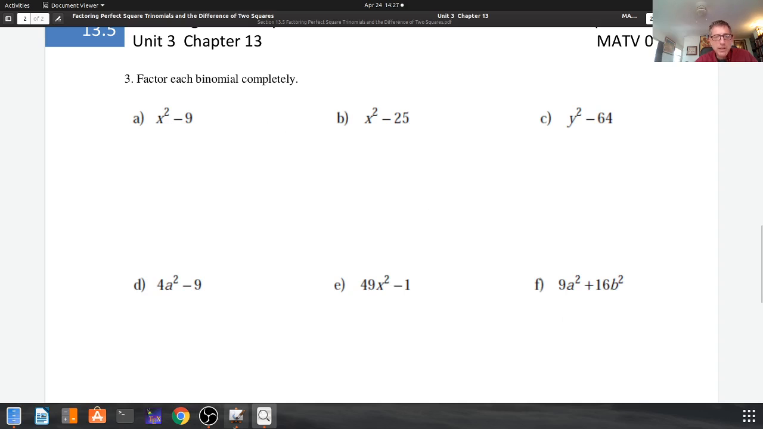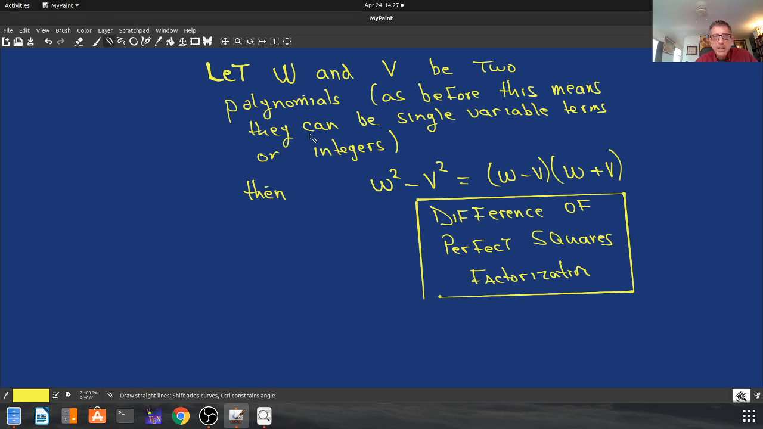And this is a really important factorization. It's really easy to forget, and this is the one you don't want to forget. So again, just the introduction.